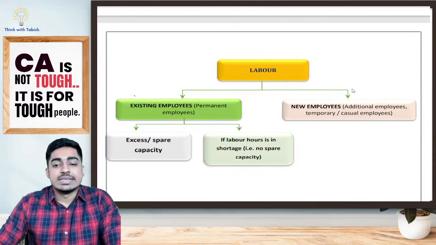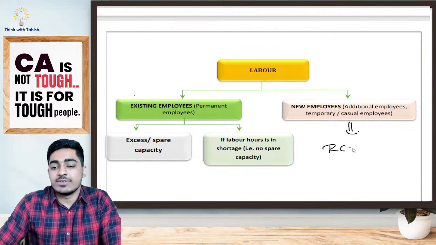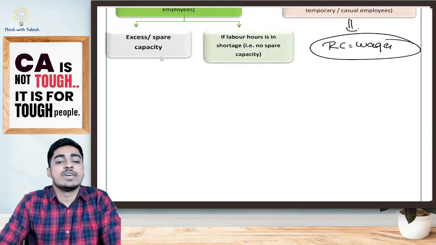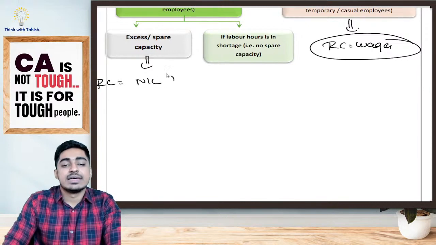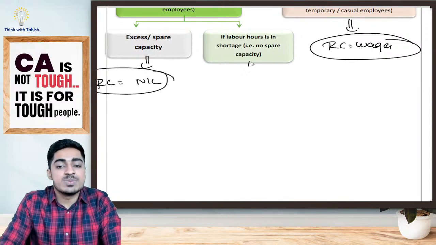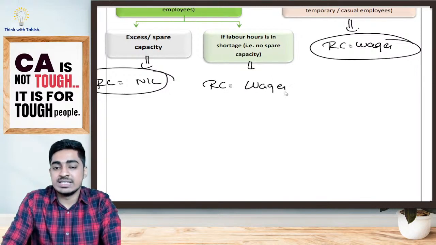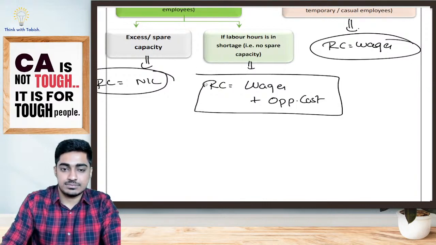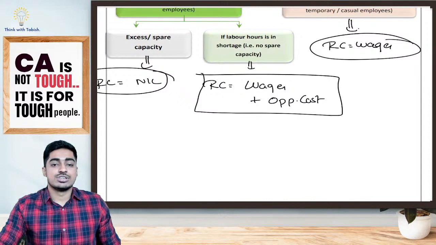Okay, for labor, either we have new employees or existing employees. If it is new employees, whatever wages we are paying them will be relevant. But if it is existing employees, we ask if excess or spare capacity is available. If spare capacity is available, relevant cost is nil. But if no spare capacity is available, then the relevant cost is wages plus the opportunity cost. Is it clear, students? Should we continue?